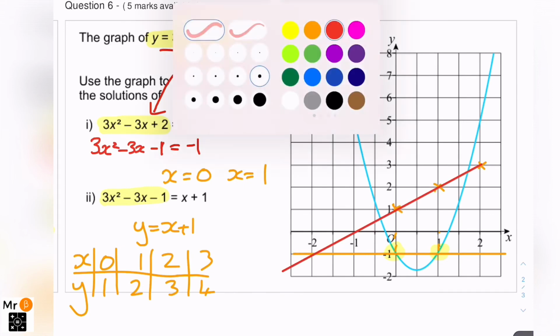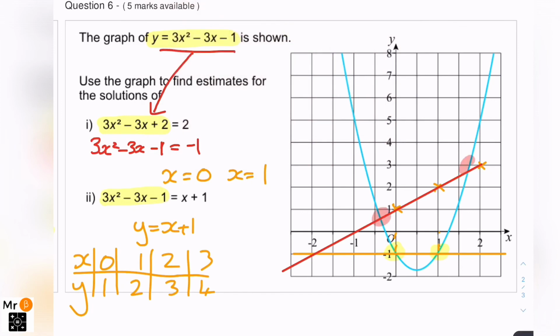Now, just like before, we just need to see where it crosses our curve, and you'll notice it crosses at two different points, one of which is x equals negative 0.4, and then the other one at 1.7.